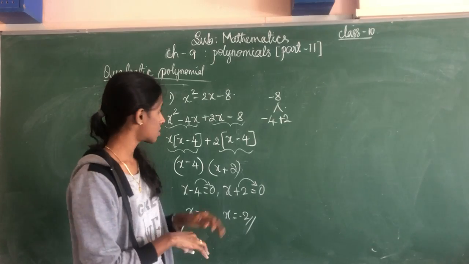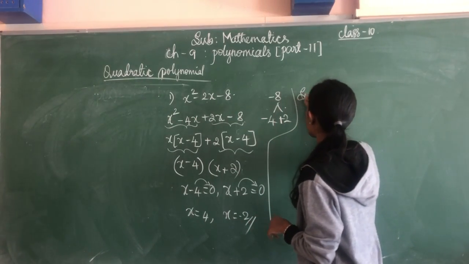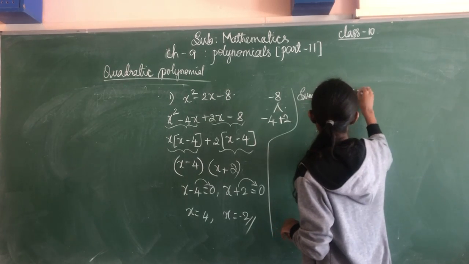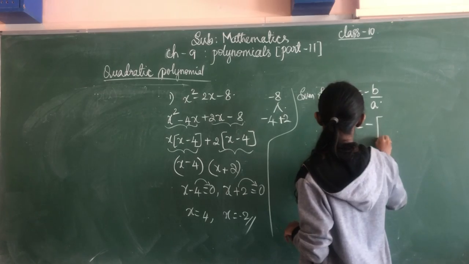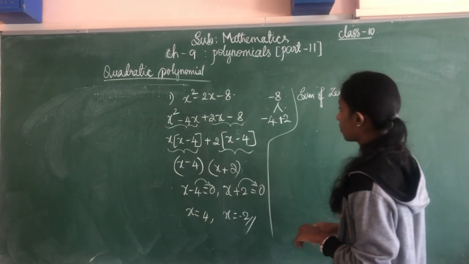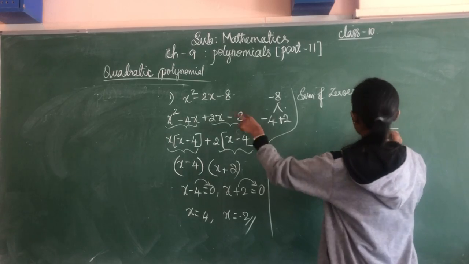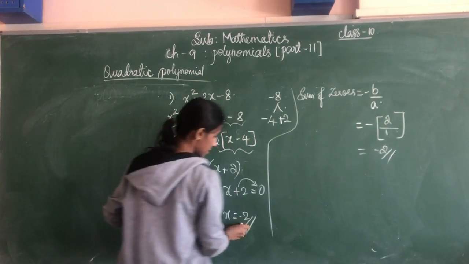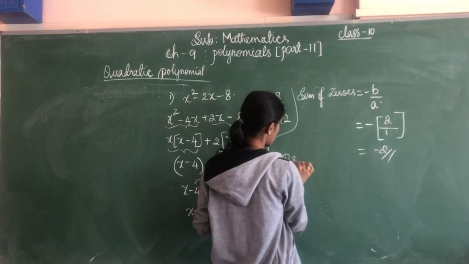Let us just cross check. Okay, verify. How will you verify? Sum of zeros is minus b by a. Isn't it? What is b? 2 by a is 1. Did you get -2? Yes. So this is correct. Next, product of zeros.